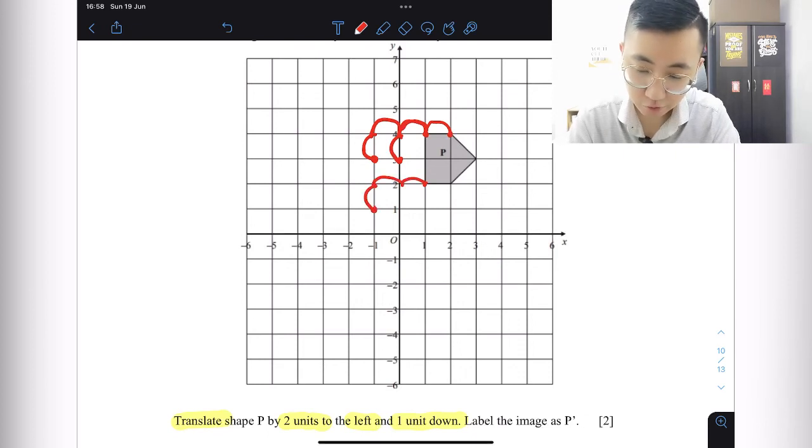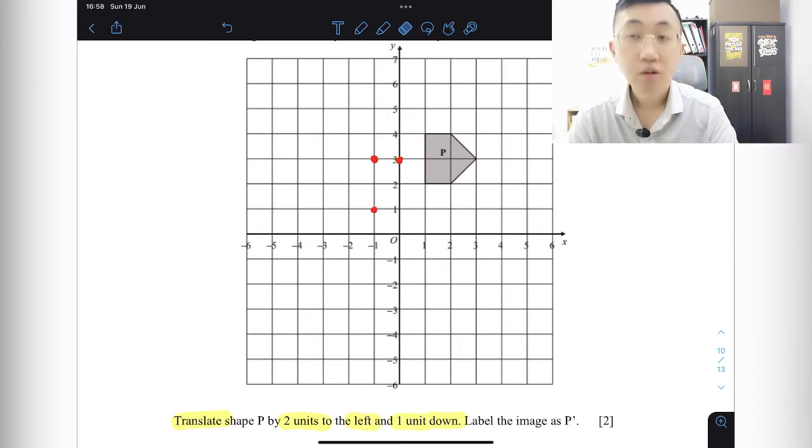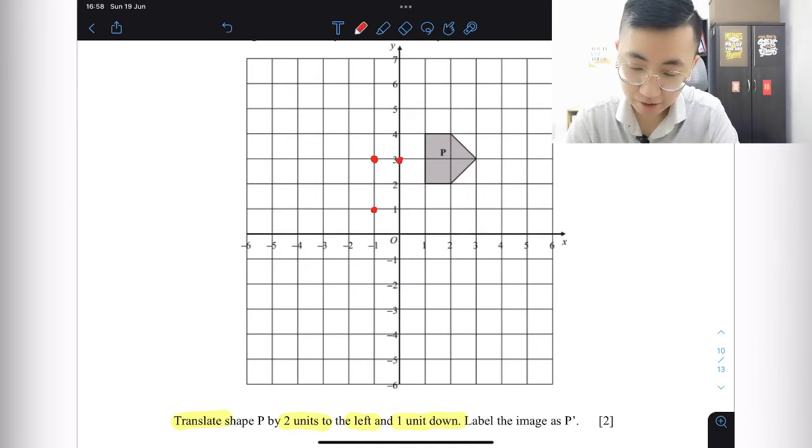In order not to confuse you, I am going to erase the translation. Another 2 more points that I haven't done. This point, 1, 2, 1 box down. So here again, teacher needs to erase the movement.